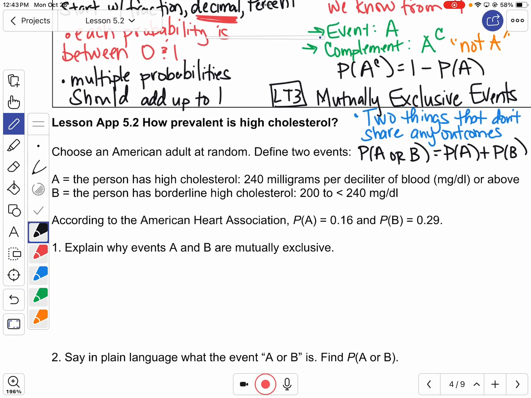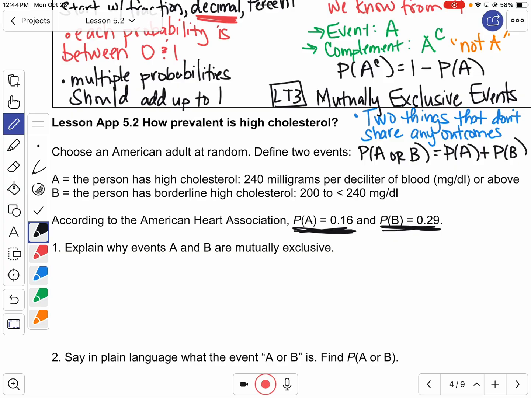All right, so let's take a look at this. So we've got 2 events that they've defined for us. The person has high cholesterol or the person has borderline high cholesterol. So A, I got high cholesterol. B, I'm borderline. Okay, so those are my 2 things. Then they go down here and tell me my probabilities. The probability of A is 0.16 and the probability that I'm borderline is 0.29. Okay, so they gave me 2 different events.